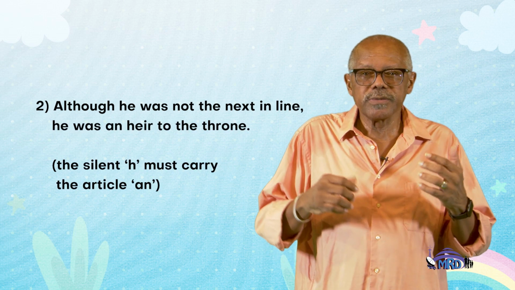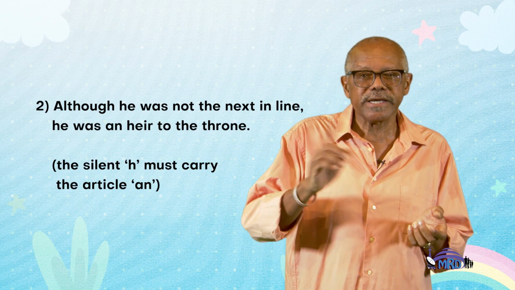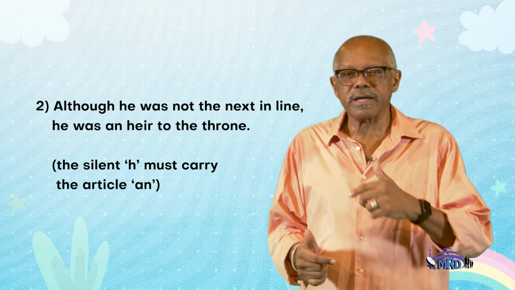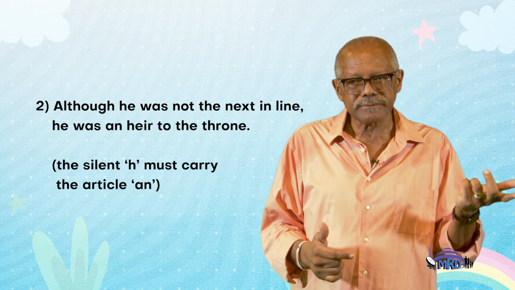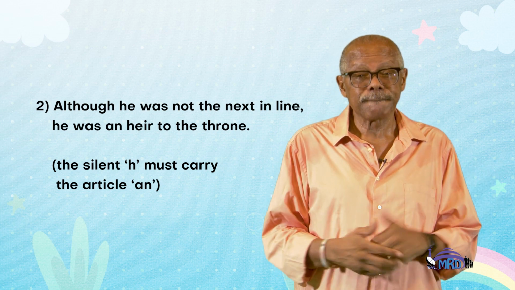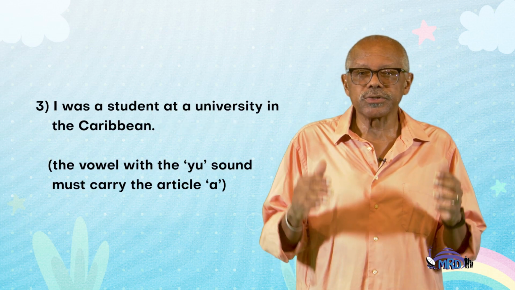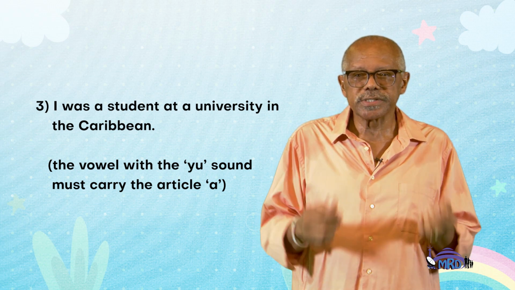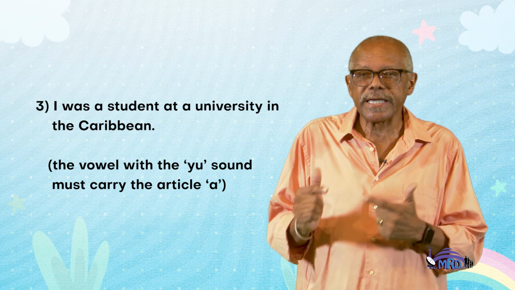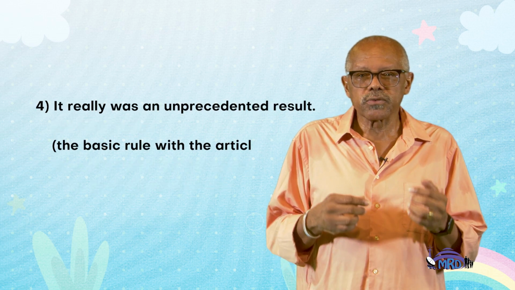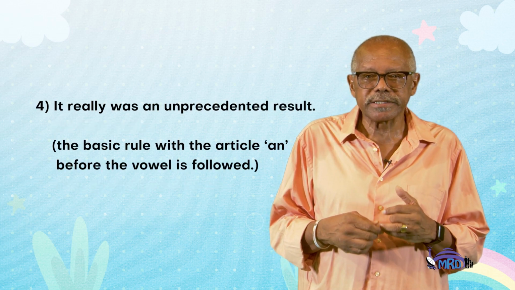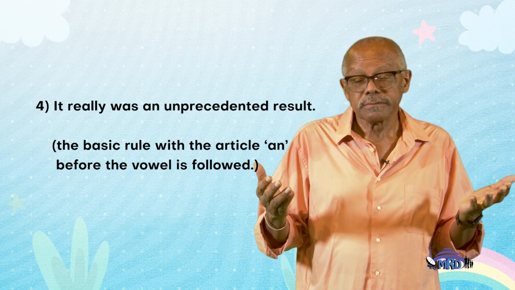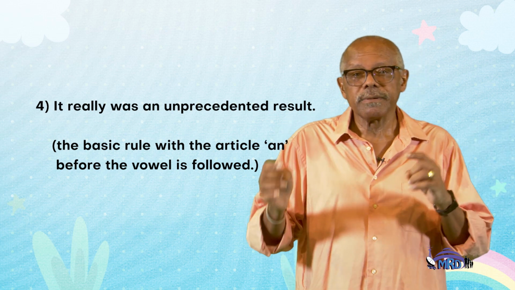2, although he was not the next in line, he was an heir to the throne. The silent H must carry the article AN, okay? The indefinite article AN. 3, I was a student at a university in the Caribbean. The vowel with the U sound must carry the article A. 4, it really was an unprecedented result. The basic rule with the article AN before the vowel is followed. Okay? The basic rule, the AN before the vowel.